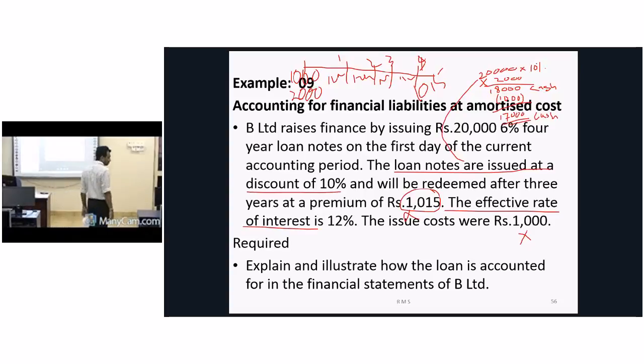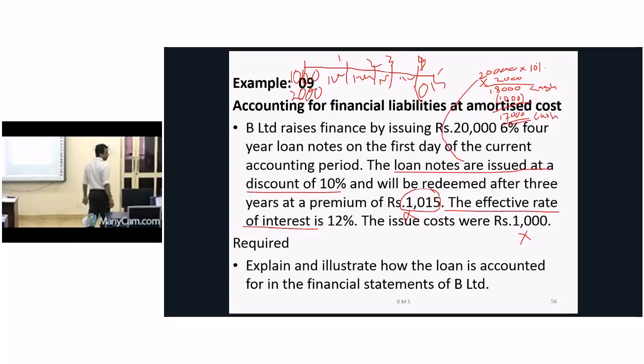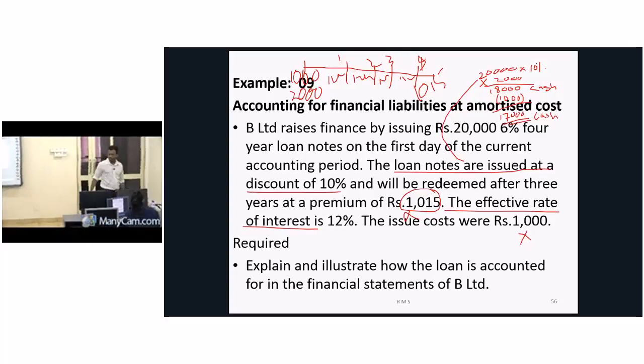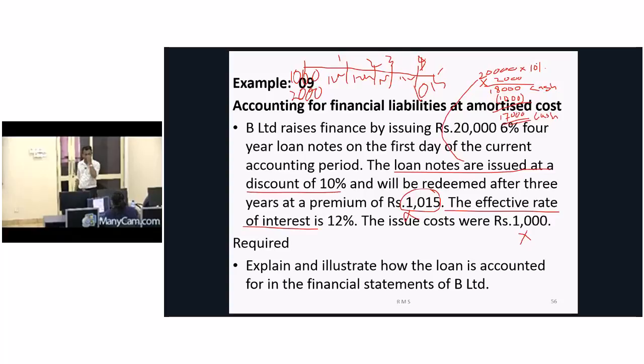1000 at the beginning. Another 2000 at the beginning. 1015 at the end. Now what is the real rationale? If you account on an absolute basis, in the first year your finance cost will be 1000 plus 2000 plus 1200. Second year your finance cost will be 1200. Third year 1200. Fourth year 1200 plus 1015. Is it correct to recognize like that? That is our question.